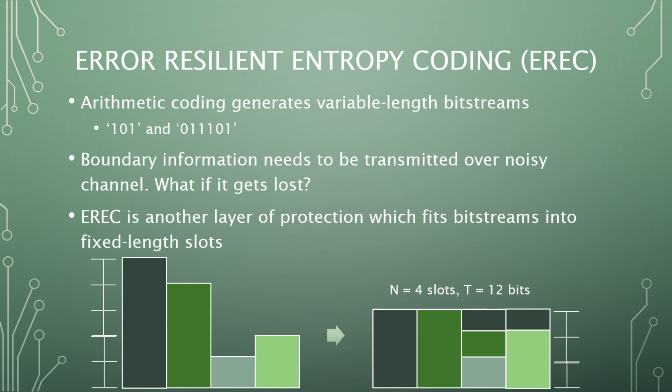To address this, what EREC does is make sure that every variable length code word is assigned into a specific slot, such that all of these slots are the same length and the boundary information is better known. Now, you may look at this and say, well, you still need to know exactly where every original variable length bit stream ends, so that information needs to be transmitted. And you're correct, it does.